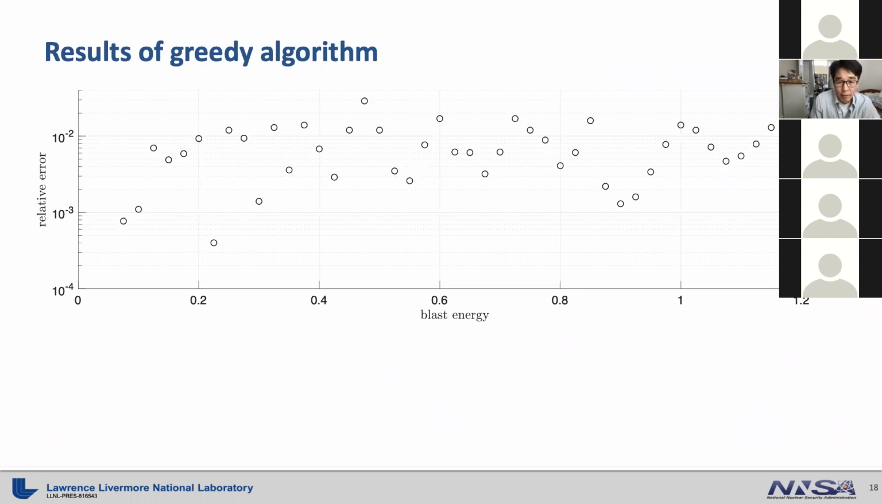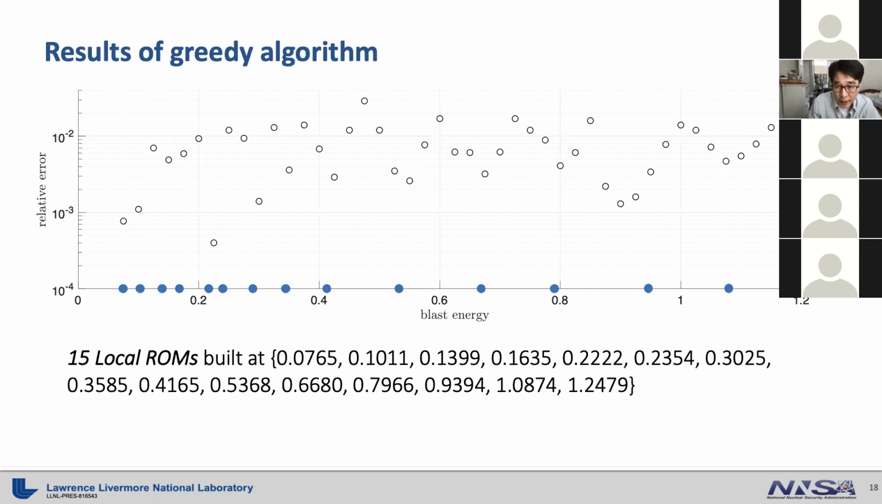So we have actually applied the greedy algorithm to this blast problem and tried to achieve a relative error of less than 3%. The greedy algorithm spits out 15 points where the local reduced model has to be built. And with these 15 local reduced models, the overall relative error was less than 3% anywhere in this parameter space. So this is one parameter, right? Just the blast energy.